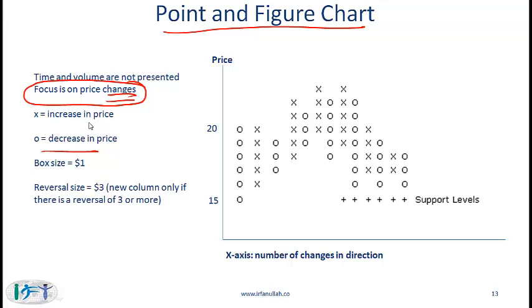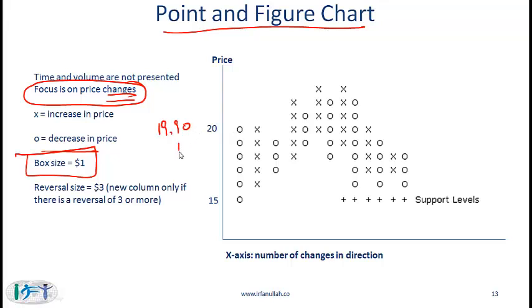We need to specify what we mean by an increase or decrease. Or more specifically, we need to specify what is a meaningful increase and what is a meaningful decrease. That is done using a box size. Let's say that in our example, the box size is $1. This means that if our stock starts at 20 and the price then changes to 19.90, there will be no new entry made in our point and figure chart.